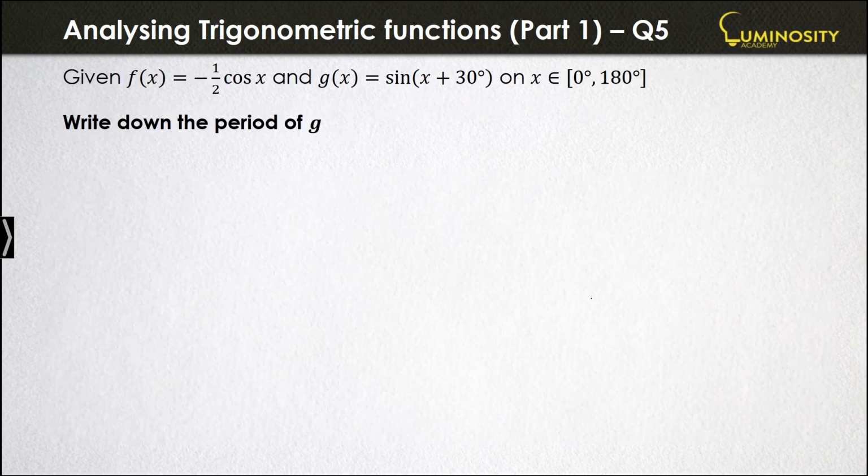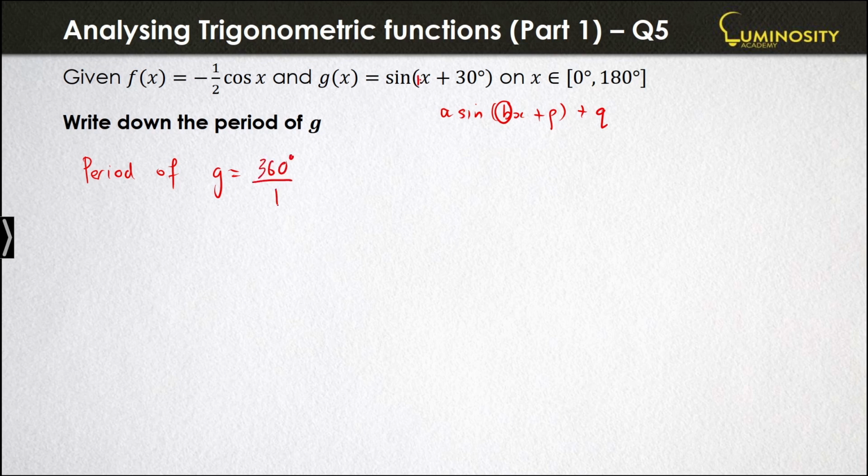All right, so they want us to write down the period of g. So g of x equals sine of x plus 30 degrees. Recall the general form is a sine bx plus p plus q. Period is affected by that b value, and because your b value is 1 here, it's 360 degrees, the standard period of the sine x graph, divided by the b value of 1. So the period of g is 360 degrees.